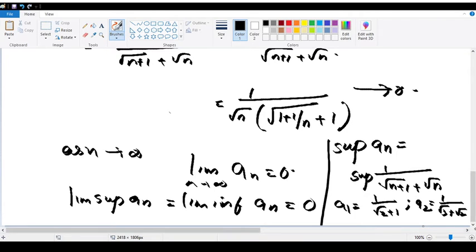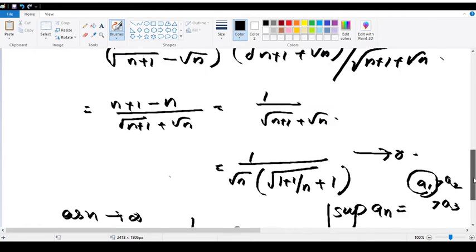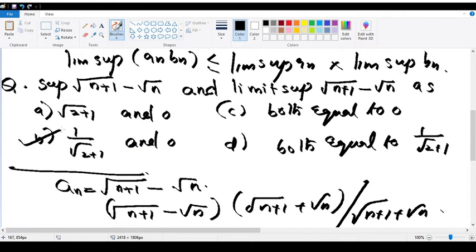So this will be a decreasing sequence, isn't it? Root 2 plus 1 is smaller than root 3 plus root 2, so its reciprocal is less. A1 is greater than A2. Similarly, A2 is greater than A3, isn't it? So the supremum is A1. So 1 by root 2 plus 1 is the supremum. So 1 by root 2 plus 1 and 0 is the answer. Okay? Clear?